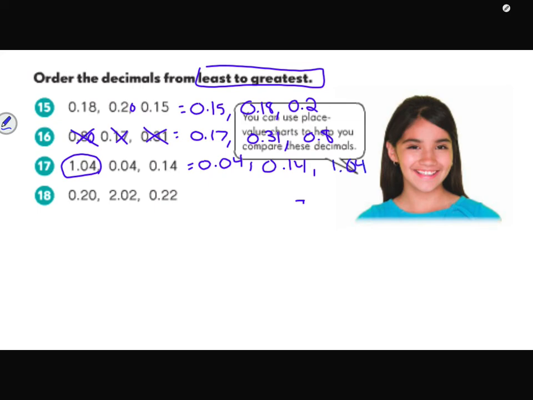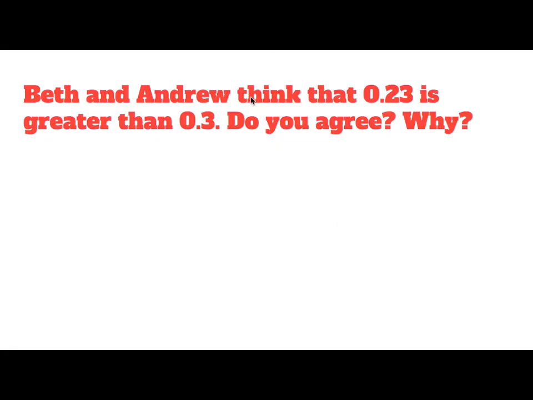Again, think of money. Which one's the smallest? $1.04, 4 cents, or 14 cents? 4 cents is the smallest, then 14 cents, and the biggest is 1 and 4 hundredths. All right, just be careful and read the directions when you're ordering numbers.